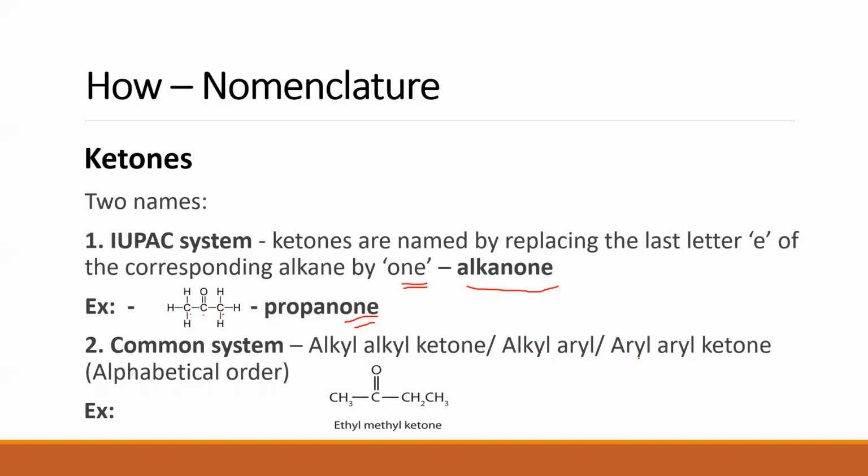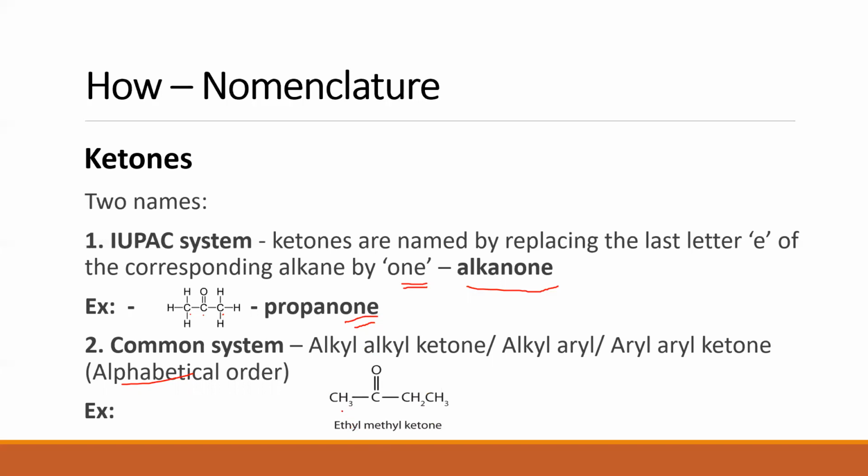Now, who will be written first if both the R groups are different? If both the alkyl groups are different, it is decided by the alphabetical order. So, alphabetical order will decide which of these will come first. Let's take an example to understand.